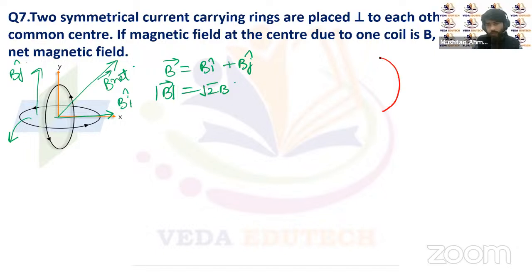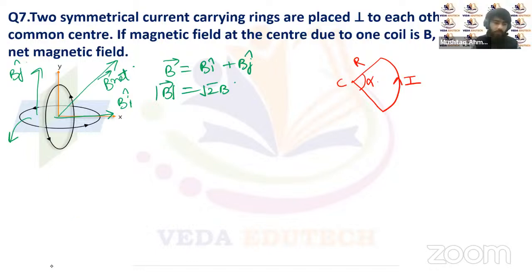Let's suppose this is an arc, subtending an angle alpha at the center, and the current flowing through this arc is I. Let's suppose the radius of this arc is R and the center is C. So the current through this arc is given as I.